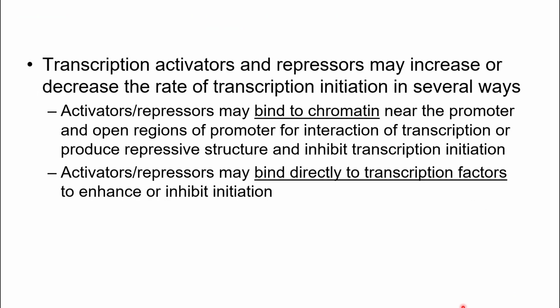So what happens when we add a transcription factor that binds to an activator or repressor? Well, again, it's going to increase or decrease the rate at which we can start initiation. You saw all those transcription factors trying to bring in the RNA polymerase. That takes time. If you make it more difficult for those things to bind, transcription is going to be a lot slower. If we make it easier, it's going to be a lot faster. So activators and repressors can bind to chromatin near the promoter and help open up those regions and make it easier for the transcription to occur. And they can also bind directly to transcription factors to help enhance or inhibit their initiation. So they can bind to the chromatin or to the transcription factors.